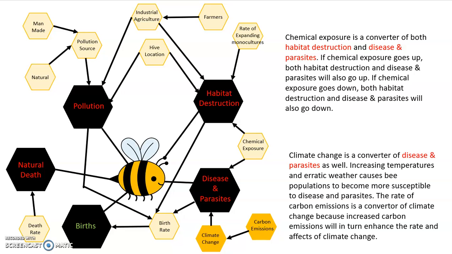Climate change is a converter of disease and parasites as well. Increasing temperatures and erratic weather causes bee populations to become more susceptible to disease and parasites. The rate of carbon emissions is a converter of climate change because increased carbon emissions will in turn enhance the rate and effects of climate change.